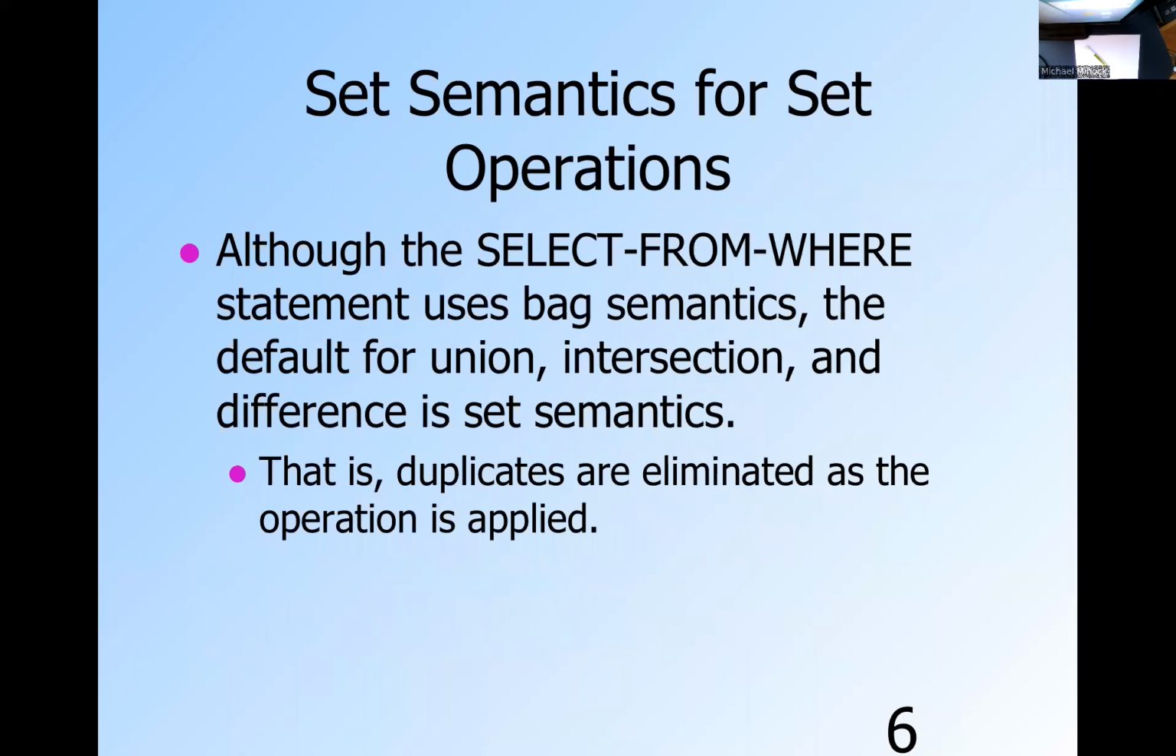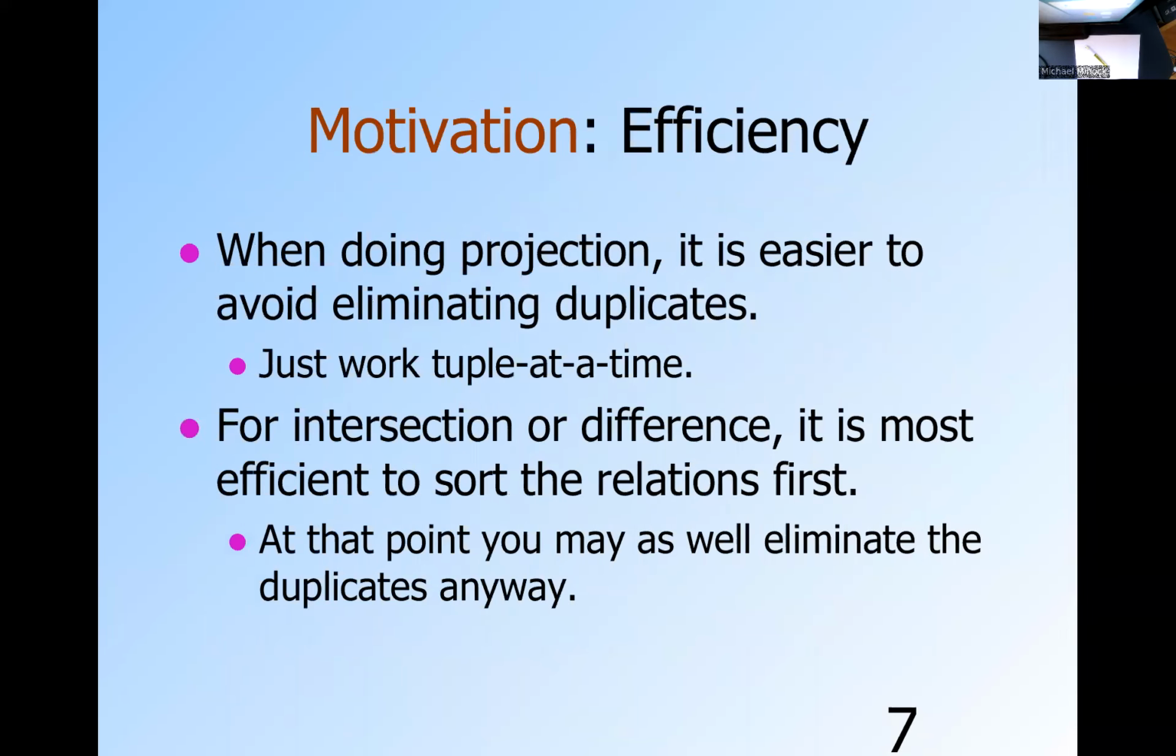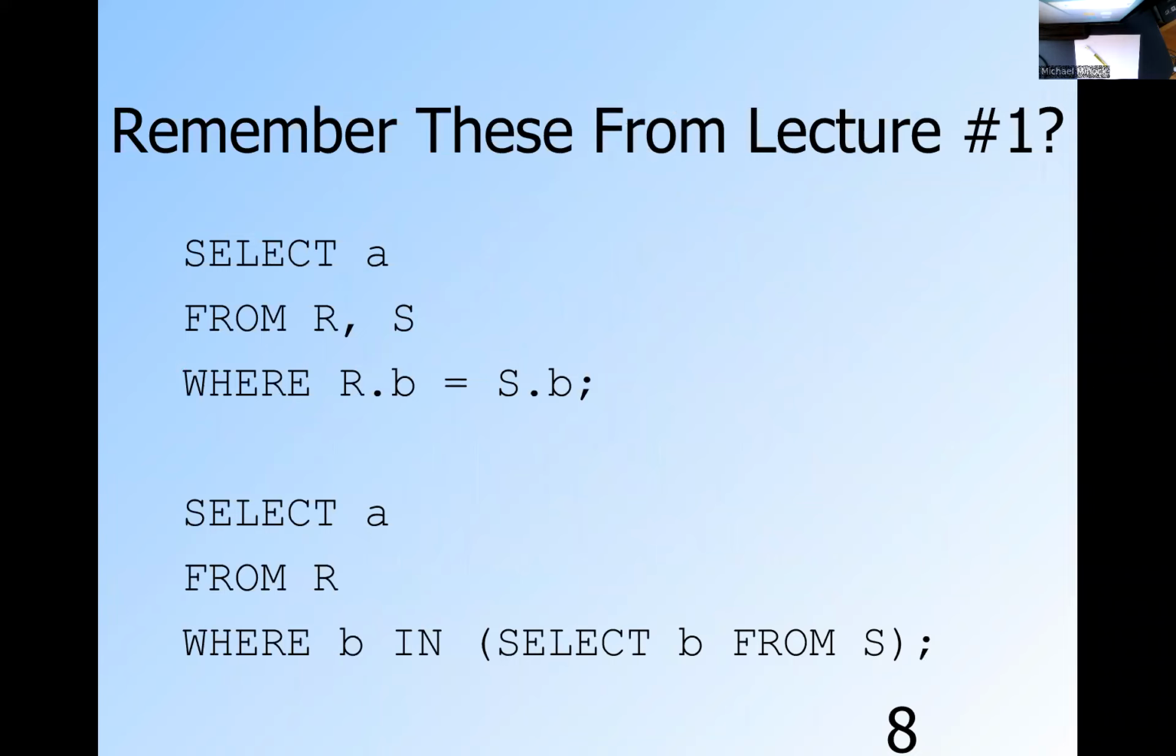I want to start out by talking about the difference between these two queries, because if you can understand this, you're going a long way with your understanding of SQL. What is the difference between these two? They're both selecting the attribute A from R, and they are basically doing a join between R and S on the value equaling B.